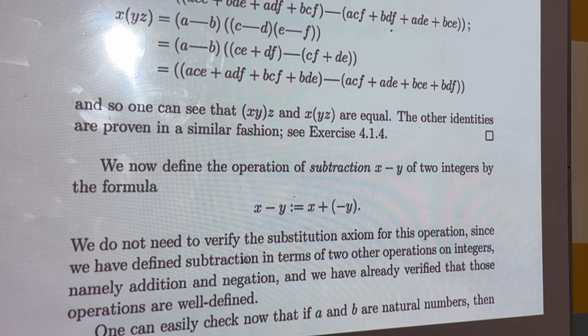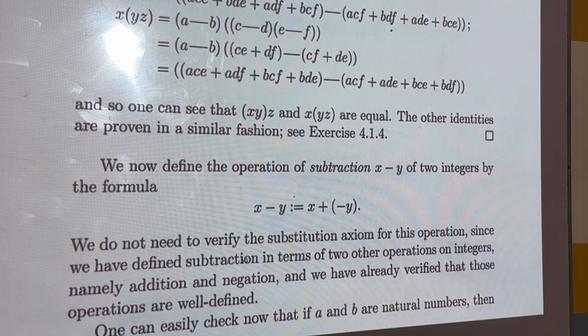We now define the operation of subtraction, x minus y, of two integers by the formula. Let's see whether this is right. You have been given two integers, x and y, not natural numbers. Now you want to define x minus y.